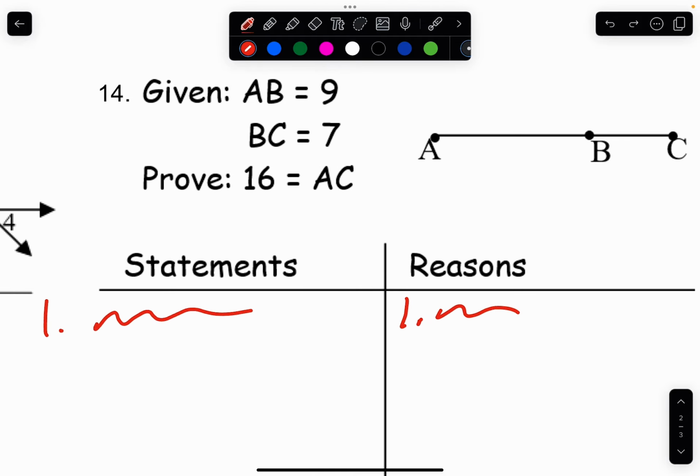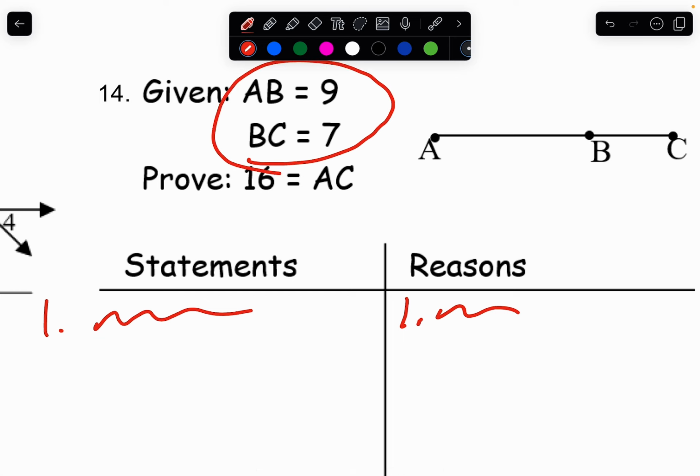It's like having a little scanner, like a barcode. I scan it, and what does it say? It says AB equals 9. BC equals 7. That was a terrible robot, but that's what it says. Okay.